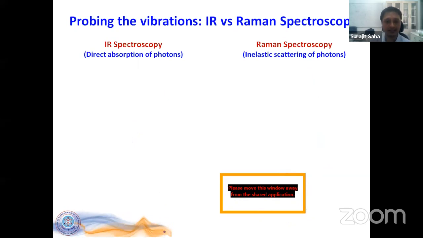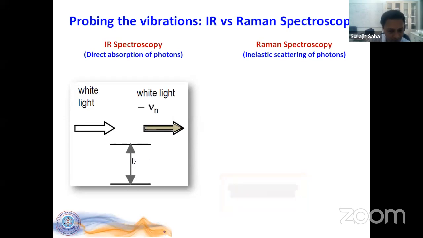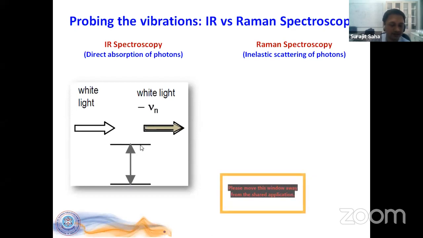Now moving on to the next slide. So here is how the process happens. Imagine that we have the vibrational states of the molecule or the crystal. Here I'm showing only two states. The bottom one, let me call the ground state, and the top one, let me call the excited state.